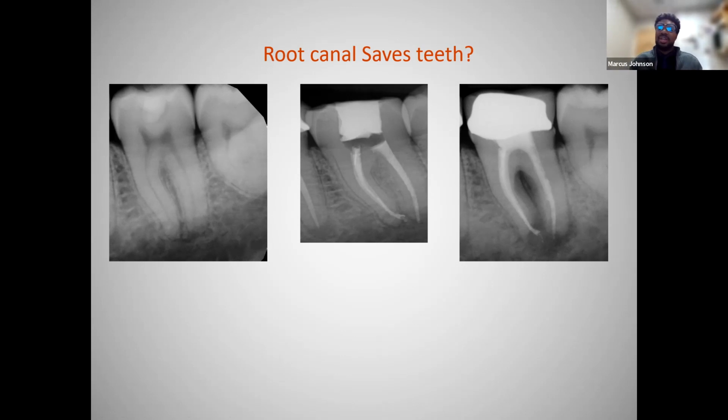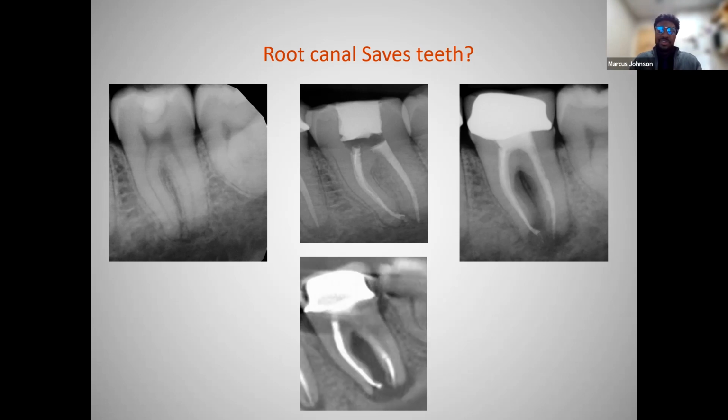Why would this tooth fail? I double checked all my notes. I wanted to really see was there maybe any missed anatomy I could have overlooked. So I was just really pondering myself, and I just couldn't figure out why this case was failing.